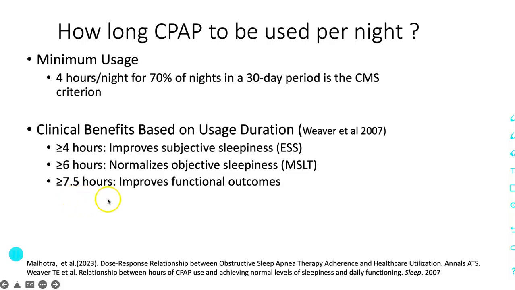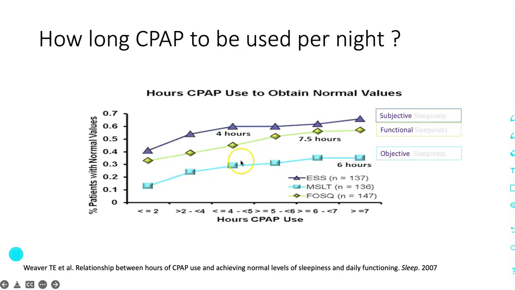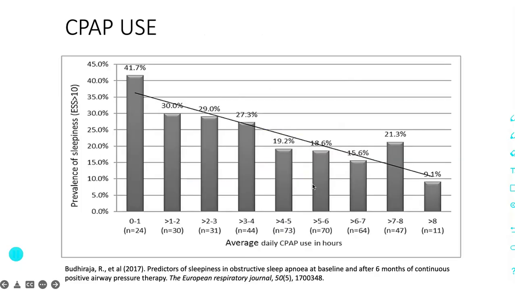This 7.5 hours almost corresponds to the National Sleep Foundation's recommendation of an average adult sleep requirement of 7 to 9 hours. This is from the same study, showing different levels of hours of use are required for different purposes, as explained earlier.